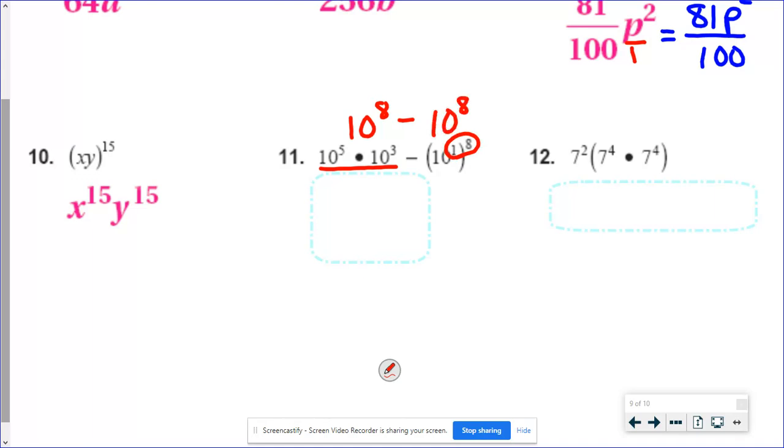So I don't really care what 10 to the 8th power is. It's a 1 with 8 zeros. But I'm going to have 10 to the 8th minus 10 to the 8th. I'm subtracting the same things. That just gives me 0.